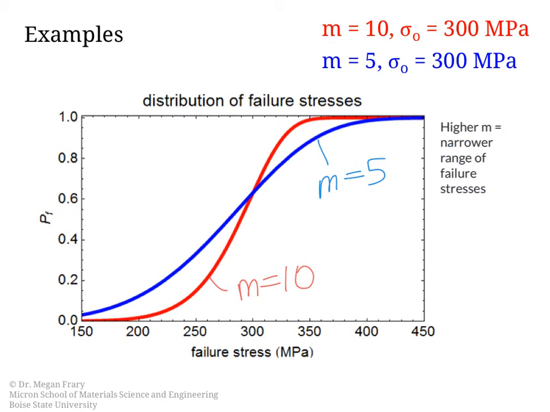In fact, as m goes toward infinity, this would turn into just a step function. So let's consider how we would actually determine the values for m and sigma naught if we had a distribution of failure stresses as a result of some experiments that we had done.